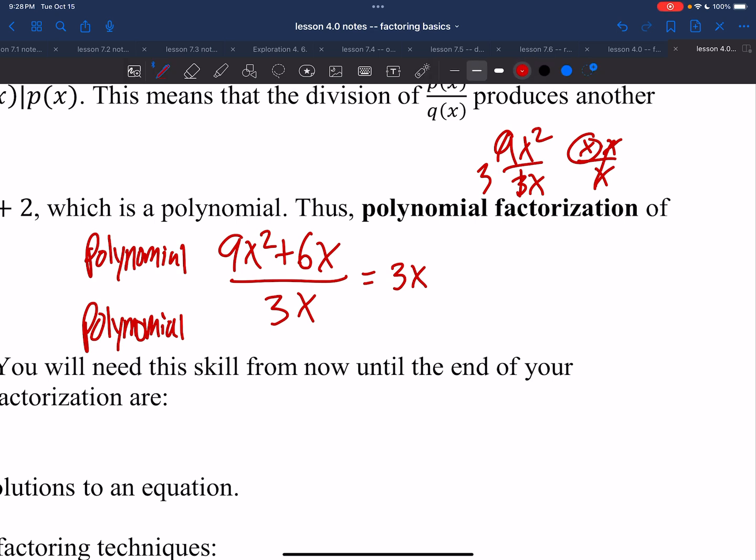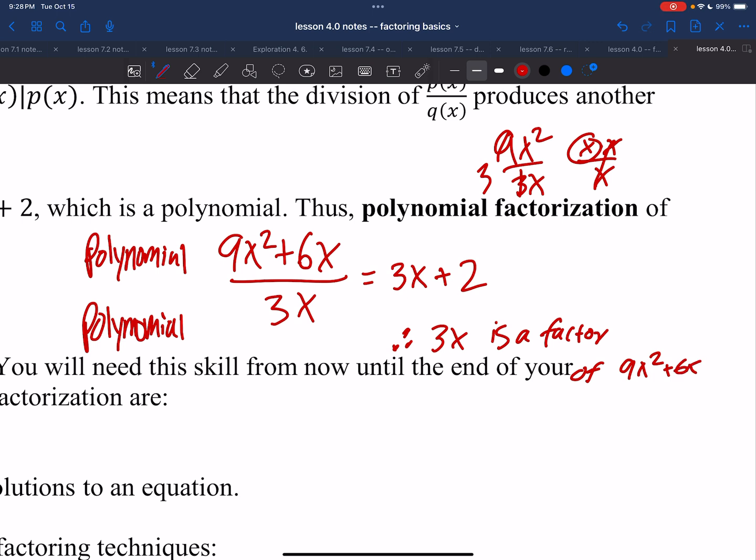Then I say, okay, plus, because you got to divide everything, right? Plus 6x over 3x. Well, 6 over 3 is just 2, and x over x is just 1. So it's 2 times 1, which means it's plus 2. Okay, so notice that the top was a polynomial, the bottom was a polynomial, and the resulting quotient of this division was a polynomial. How nice is that? So what is the significance of this? Well, since it divided evenly into it and I got another polynomial, that means, therefore, 3x is a factor of 9x squared plus 6x.